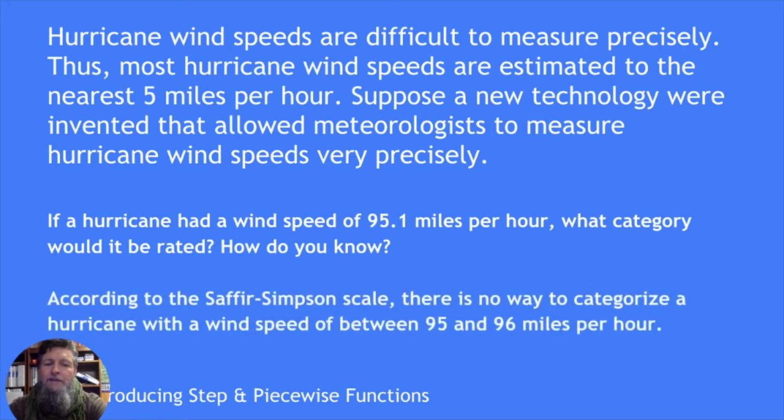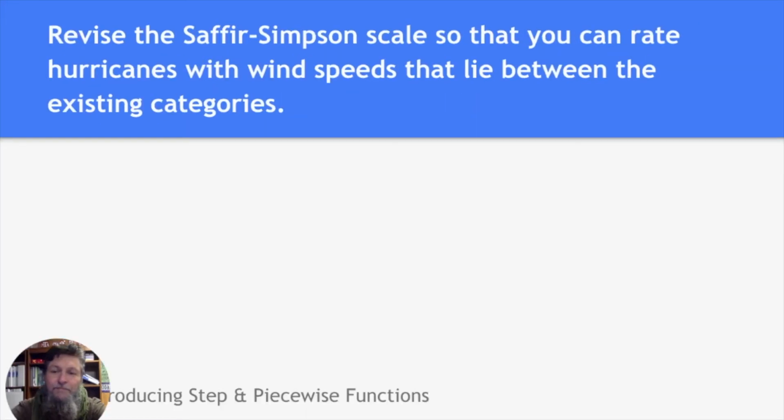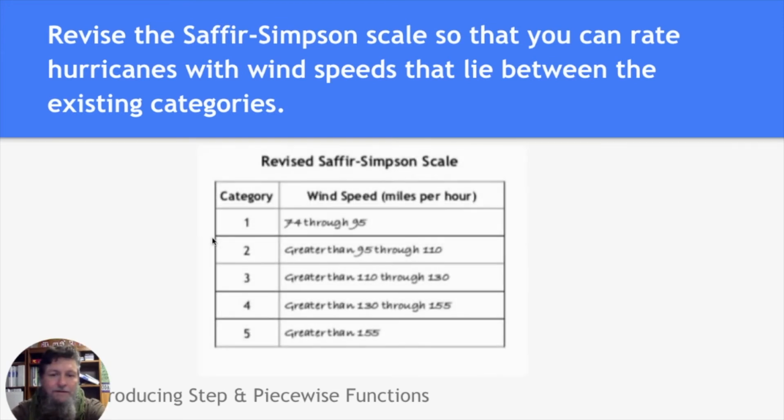Actually, according to the scale, there's no way to categorize that hurricane with a wind speed between 95 and 96 miles an hour, because Category 1 goes to 95 and Category 2 starts at 96. Revise the Saffir-Simpson scale so that you can rate hurricanes with wind speeds that lie between the existing categories. And there you go. Pretty simple.